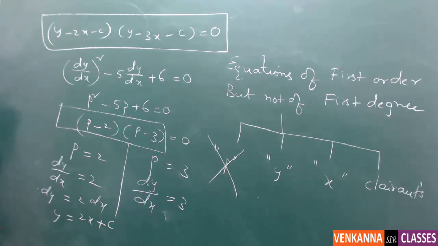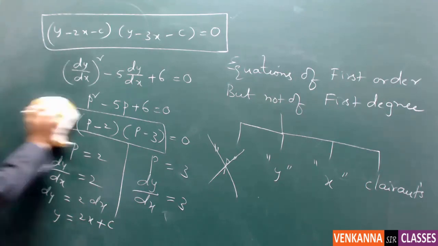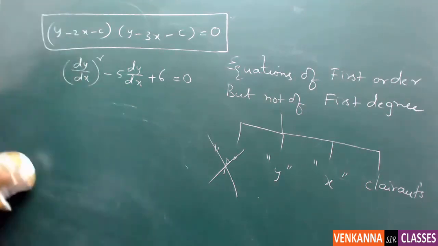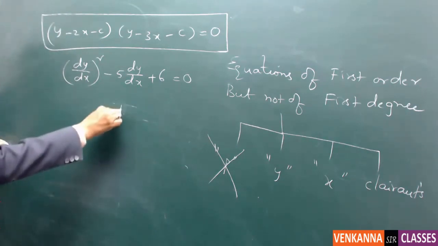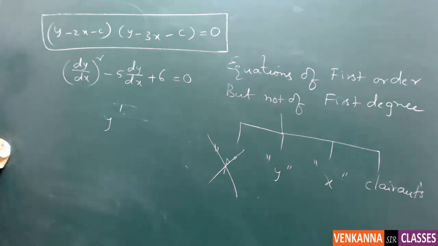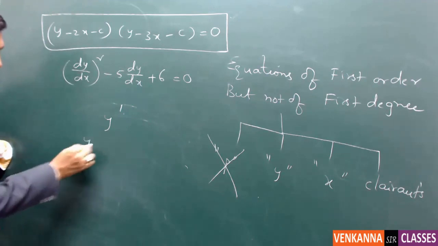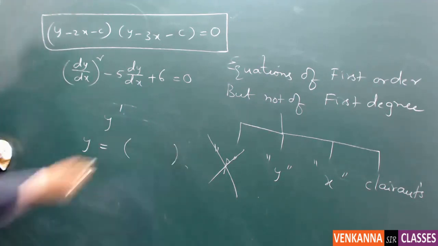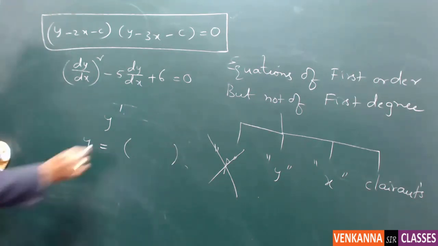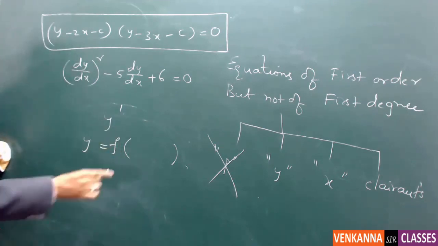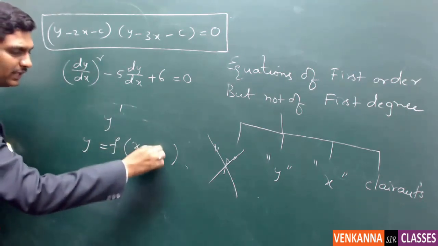How to check that the given equation is solvable for y or solvable for x? The simple thing is, in the total equation, y must have power 1. Then you can rewrite the equation as y is equal to something. Most probably, the right side contains only x and p terms.